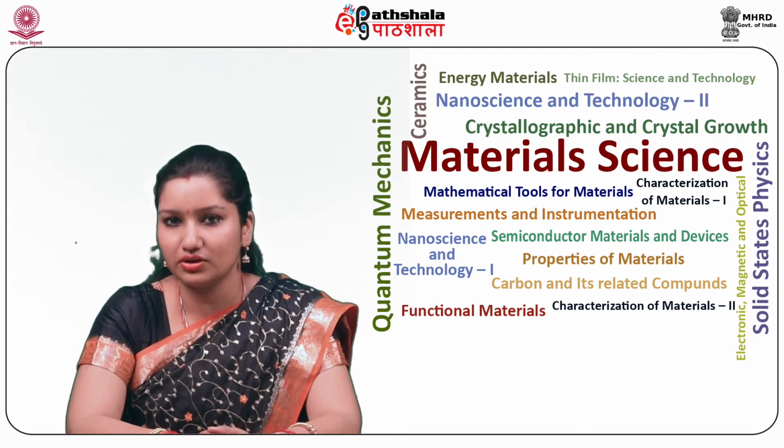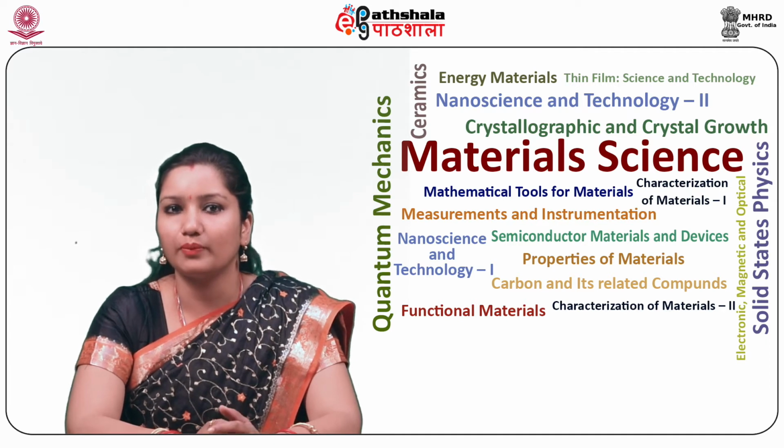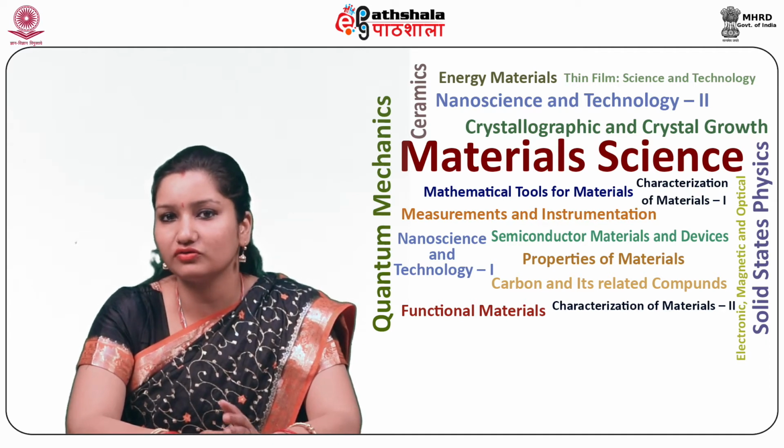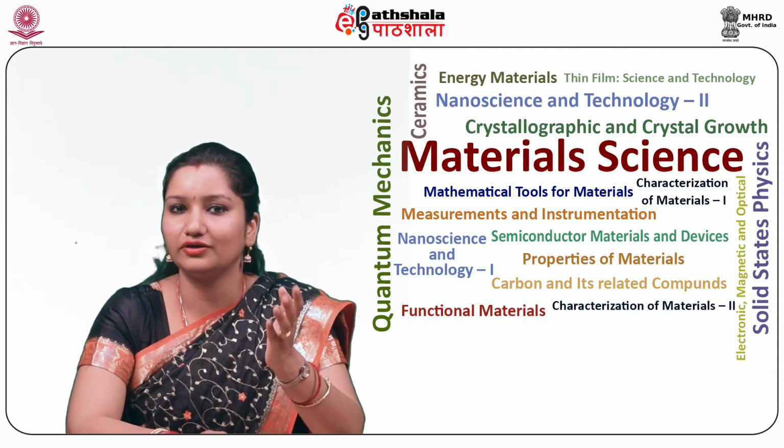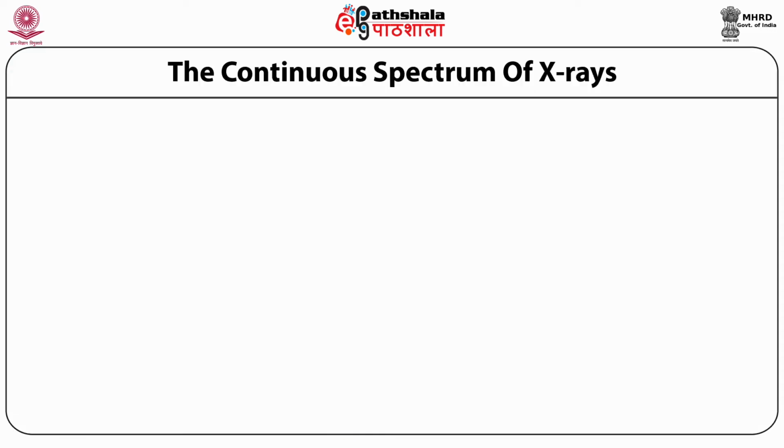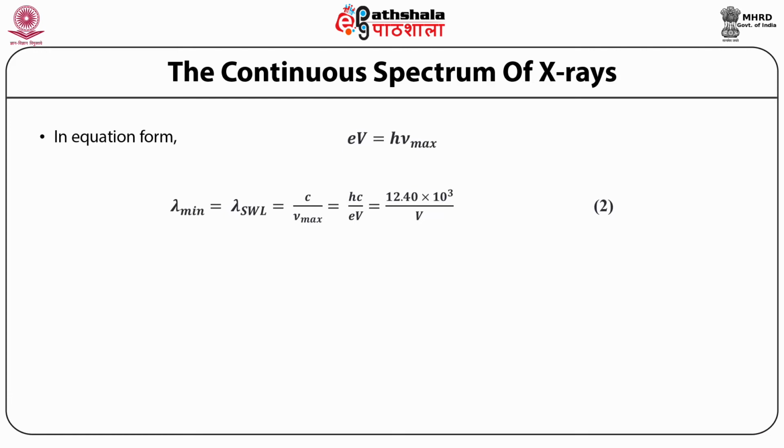Photons of maximum energy or minimum wavelength are produced when the electrons are stopped in one impact so that they transfer all their energy. In equation form, eV is equal to h nu max. That is, lambda minimum can be written as c divided by nu max, which equals hc by eV, which in turn gives 12.40 into 10 raised to the power 3 divided by V. Let's call this equation 2.